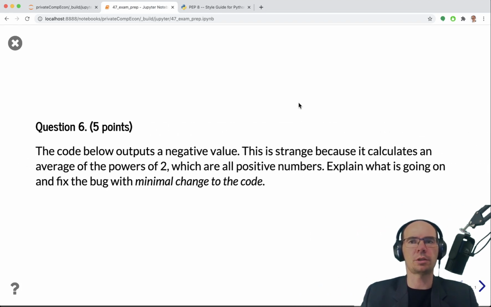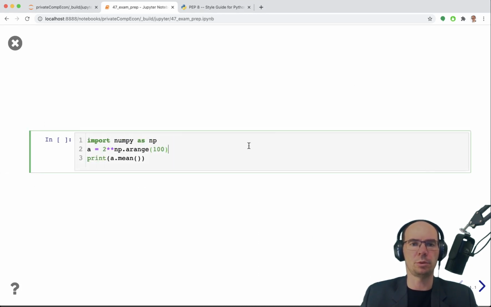All right, another question for 5 points. The code below outputs a negative value. This is strange because it calculates an average of the powers of 2, which are all positive numbers. Explain what is going on and fix the bug with minimal change to the code. So minimal change is emphasized here, and it's interesting what the minimum change would be.